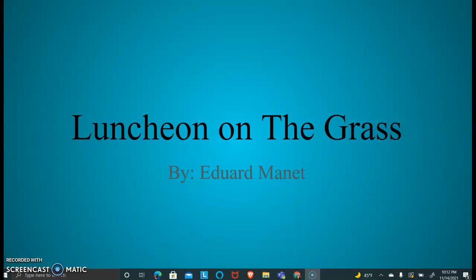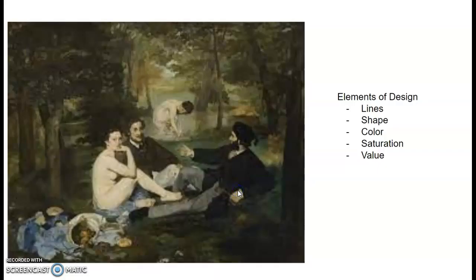Today I will be presenting a formal analysis of Le Déjeuner sur l'herbe by Édouard Manet, also known as the Luncheon on the Grass. This piece is from my collection of Impressionism. Impressionism focuses on light and lens, and that is very present in this piece.